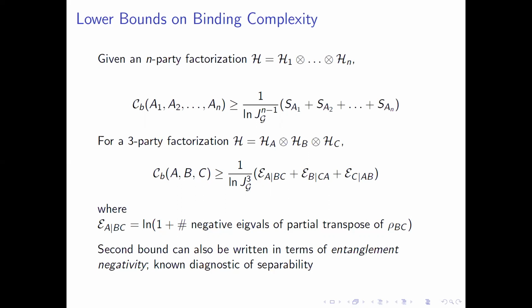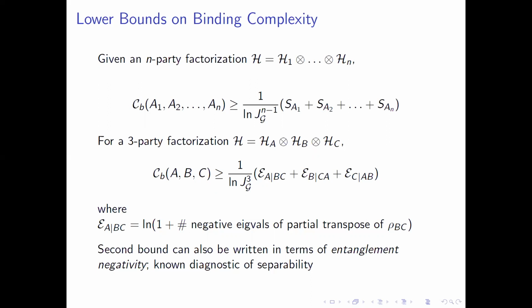If we have a three-party factorization, we can go beyond just entanglement entropy and say that the binding complexity is bounded below by this quantity E, which is related to the negative eigenvalues of the partial transpose of rho BC. And you might recognize that this quantity is related to the entanglement negativity, which is a known diagnostic of separability. In fact, we can write this bound in terms of the negativity. It just doesn't look quite so nice. So really, the binding complexity is related to the multi-party entanglement structure in these states. It says something about the separability on tracing out some of the parties.